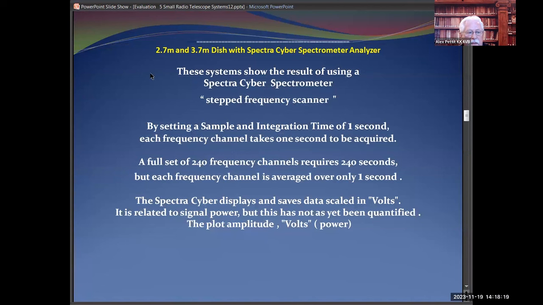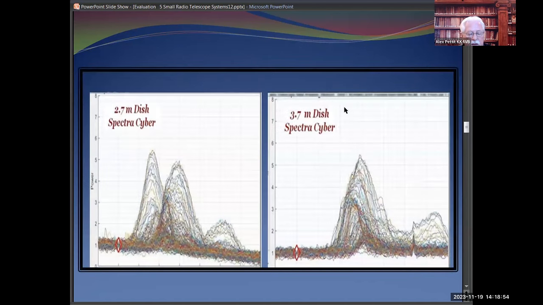Quickly again, SpectroCyber is a step frequency scanner. So if you take 240 seconds of data, it steps through each channel for 1 second. So if you take 1 degree of drift scan, 4 minutes, each frequency that you're analyzing is only processed for 1 second, because it is stepping through a set of frequencies. And so this is the data that you get. The signal to noise is decreased because you're not taking data for a very long period of time.